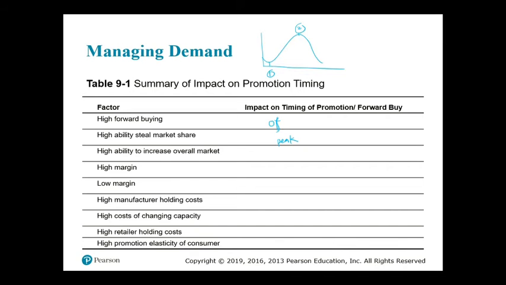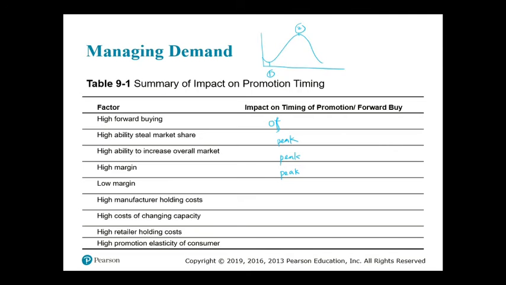High ability to increase overall market. Also peak for the same reason. High margin. Peak. Because what? Higher margin, higher sales, higher revenue, higher profits. Right. So in this case, improving revenue is more effective, and improving revenue is more effective when there is more demand.